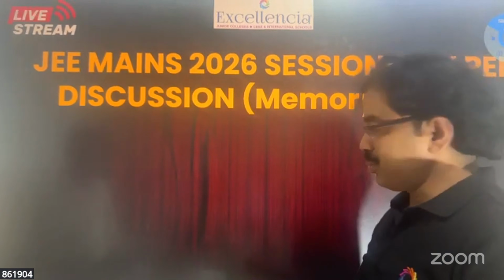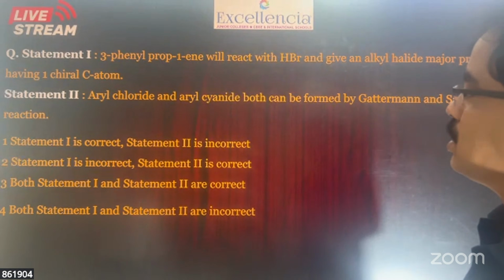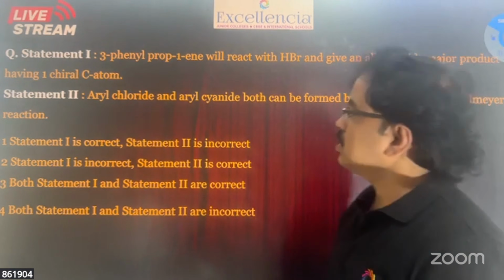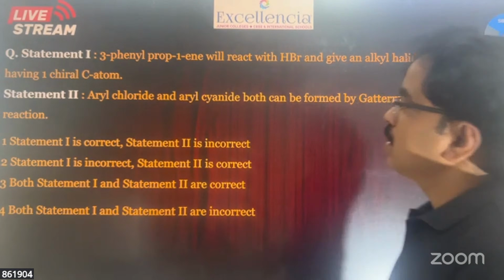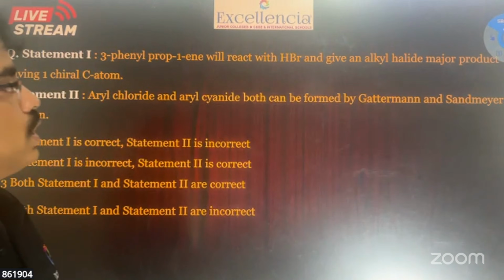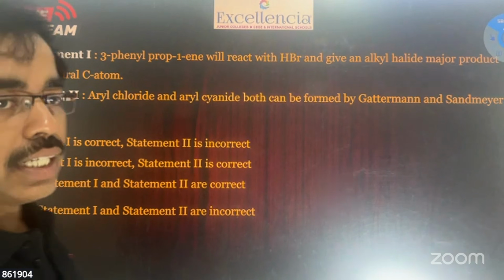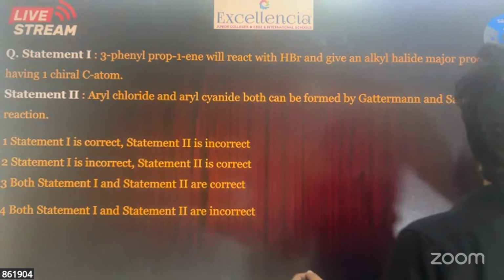Yeah, let's dive directly into the discussion. This is completely based on the NCERT text only. Statement one: 1-phenylpropene will react with HBr and give an alkyl halide, and the major product has one chiral carbon atom.